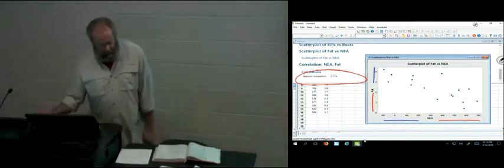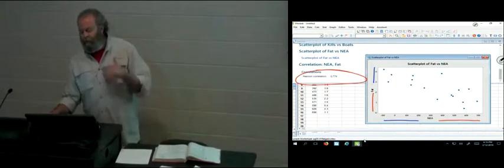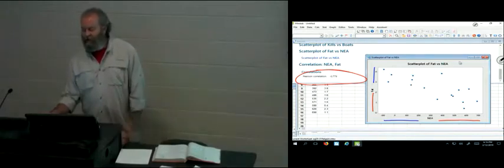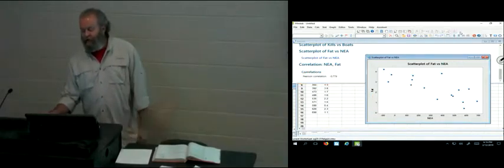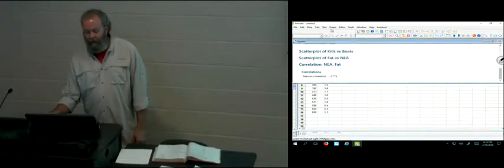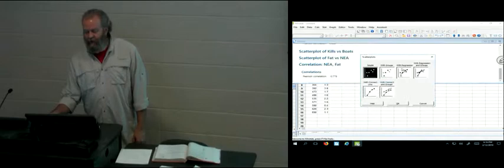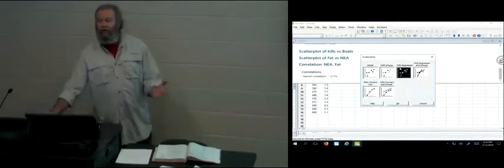Okay. So, there's one more thing we've got to do. I've got to get rid of all these colors, and I would like to put on here a regression line. So I've got to get rid of this. And I'm going to come right back here to scatter plot. This time I want to put the regression line on.